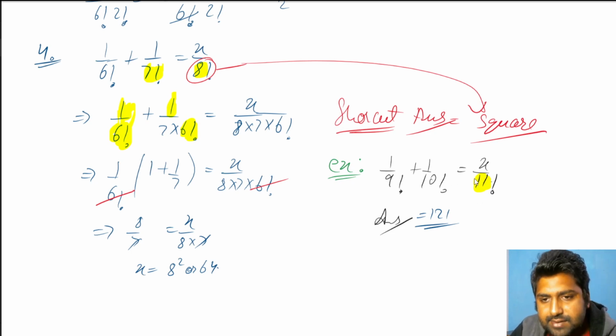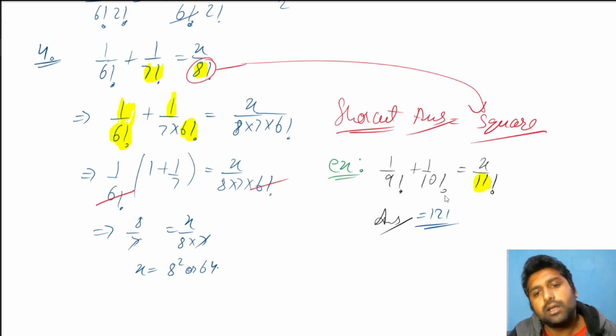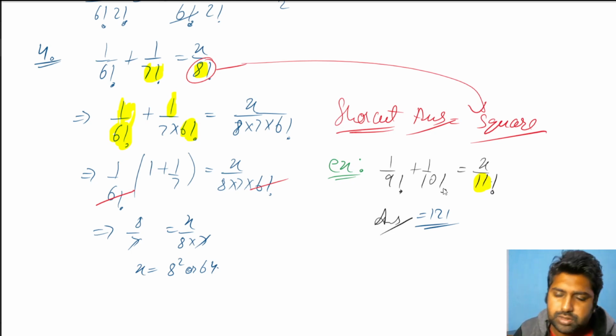Solve this as a practice question. See if you can get 121 using the same method, and then learn the shortcut also for this particular kind of question. Okay, if you can recall, good enough. If you can't, you should be able to solve it through basics.